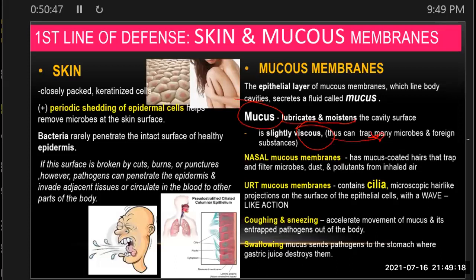You also have the cilia, which have a wave-like action to propel the antigens away, and also coughing and sneezing to accelerate the movement of mucus and its entrapped pathogens out of the body, and swallowing too. Mucus sends pathogens to the stomach where the gastric juice destroys them. That's why it's okay to swallow your mucus. After all, the gastric juice will eventually kill the antigens trapped within it.